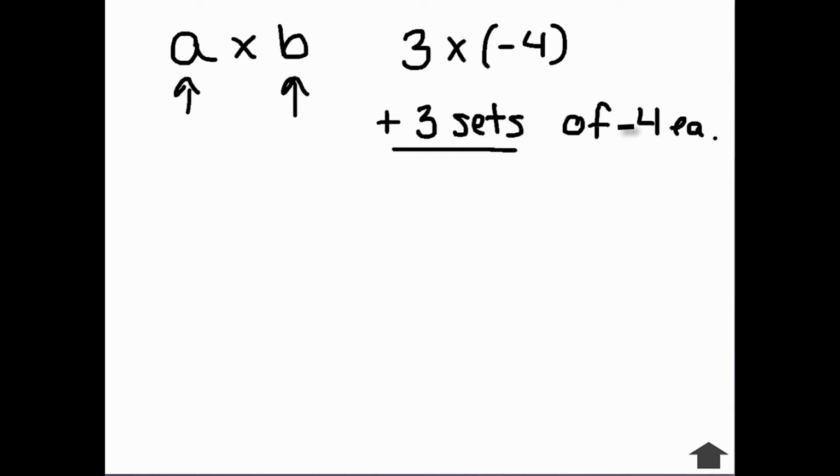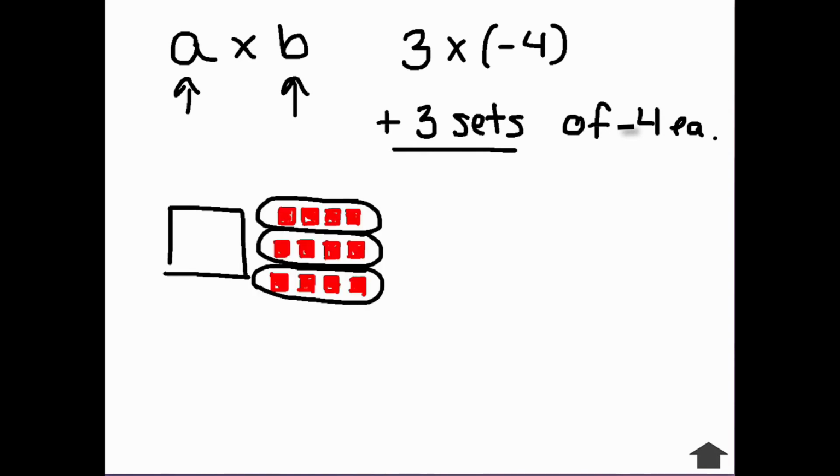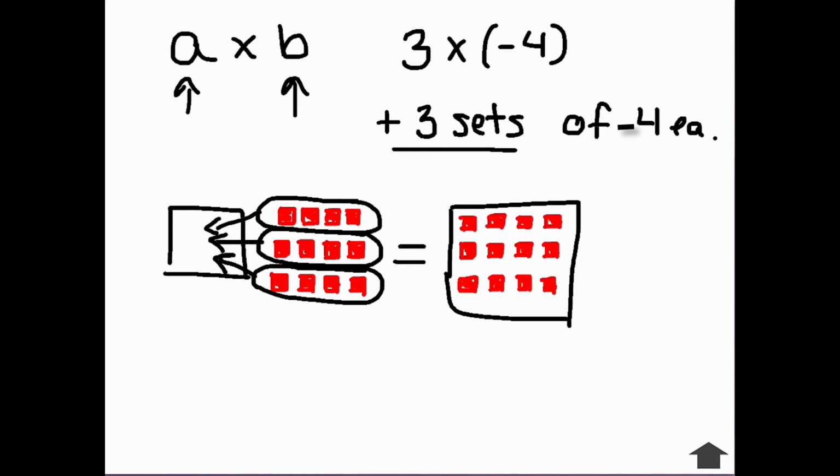Let's use integer tiles to illustrate this. I will begin with an empty box. This empty box represents 0, or our starting point. Now I need 3 sets of negative 4. For this video, I'm going to use red as my negative, and I will later use yellow as my positive. So I have my 3 sets of negative 4, and I need to move these into my box because I'm adding something to the box. I am adding each of these sets to make my whole. Once I have all 3 sets added to my 0, I find out that it is equivalent to negative 12. You can see that I have 12 little red squares, negative squares, in my box.